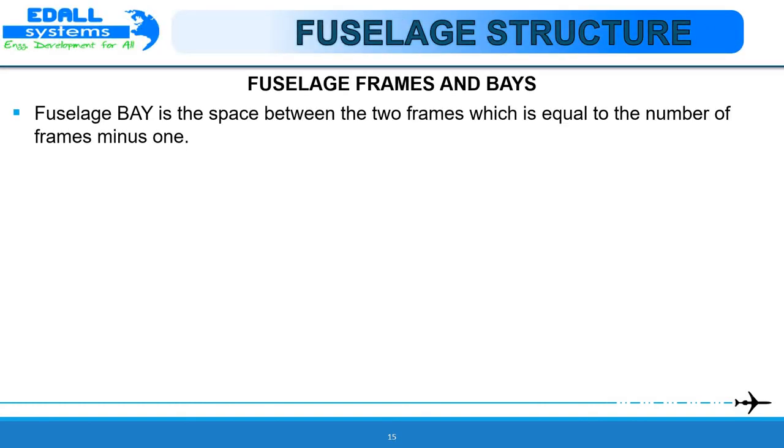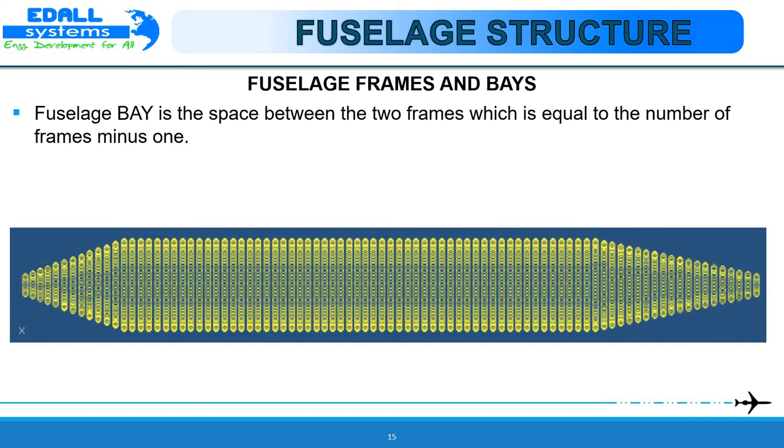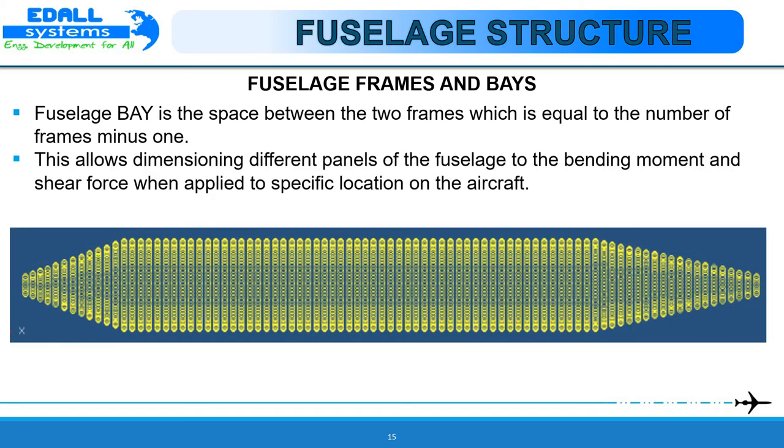Fuselage bay is a space between the two frames, which is equal to the number of frames minus 1. This allows dimensioning different panels of the fuselage to the bending moment and shear force when applied to a specific location on the aircraft.